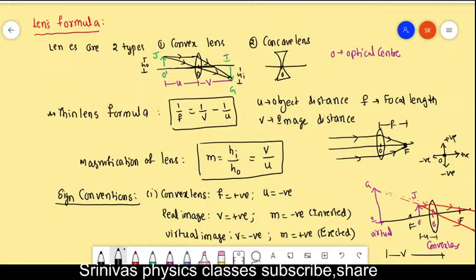That is, the object should be between the focus and optical center in order to get the virtual erected enlarged image. At this location, it can be used as a simple microscope also.